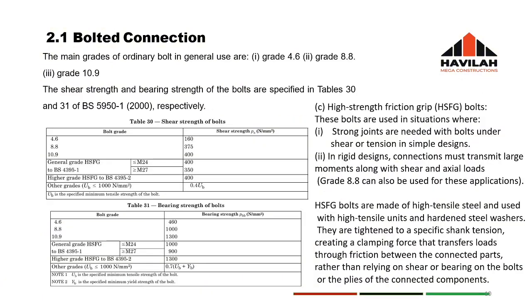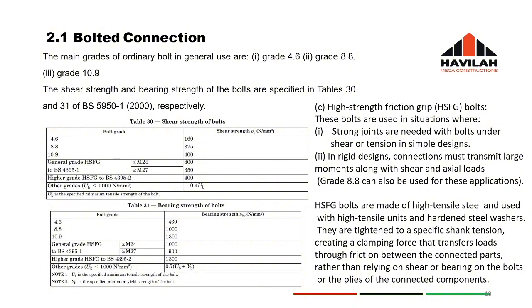That's the high strength friction bolts. These are bolts used in situations where strong joints are needed with bolts under shear or tension in simple designs. Also, in rigid designs, connections must transmit large moments along with shear and axial load. So it's also applicable in that case. They are made of high tensile steel and used with high tensile nuts and hardened steel washers.